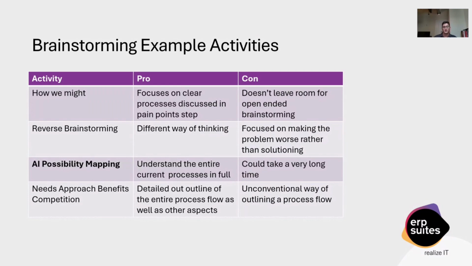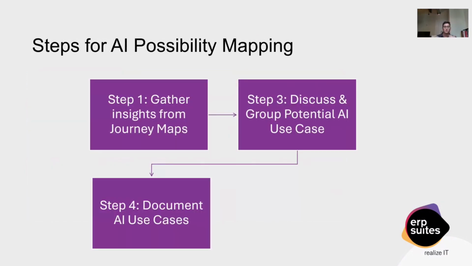The example I'm going to show you today is what's called AI possibility mapping. And it really understands the entire current process in full from that journey map, and it takes it further to a brainstorming phase where you can start to attach AI solutions to various current processes you've mapped out in full. So basically what I'm saying is all the legwork was done before, and now we get to the point where we understand the entire current process. Let's move on to actually connecting these current processes to AI technologies that can fit your business needs and actually solve the problem.